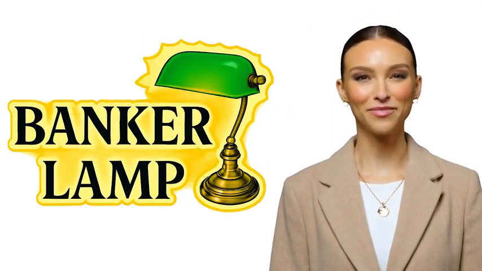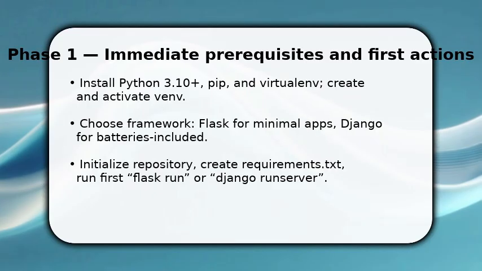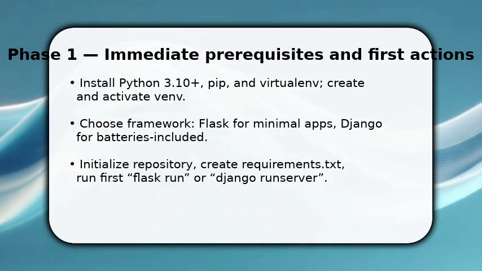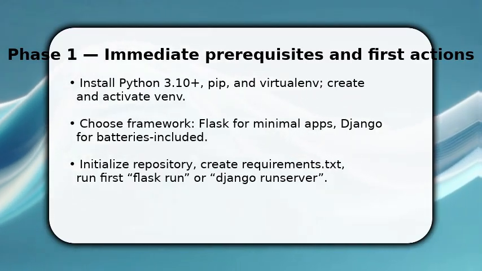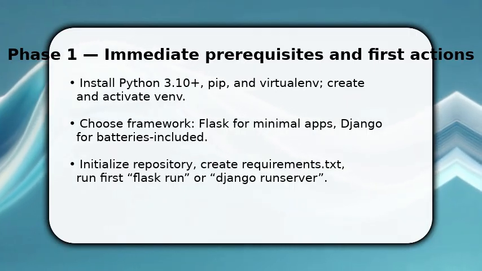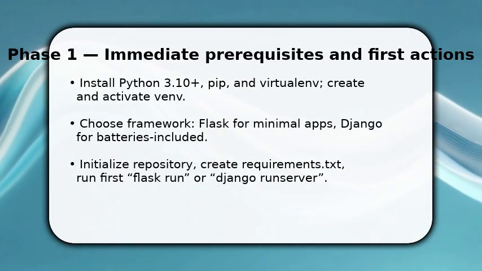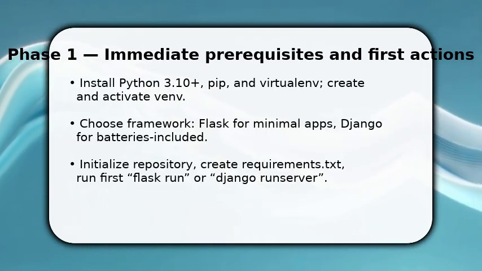Please enjoy the video. You begin by creating an isolated environment so dependencies stay predictable. Once the virtual env is active, install your chosen framework and essential libs like requests and uvicorn. This avoids later version conflicts.